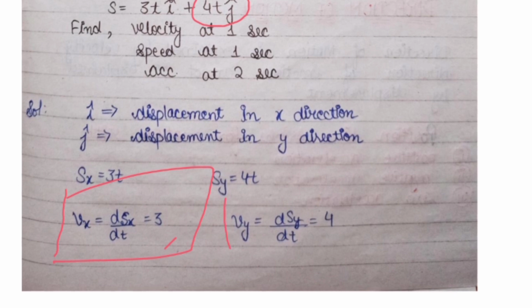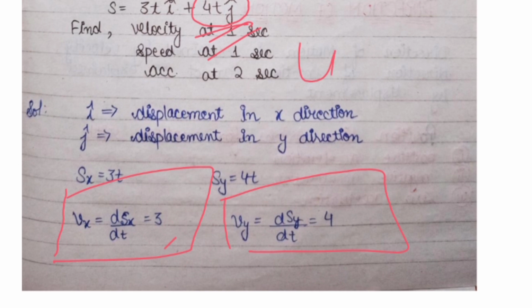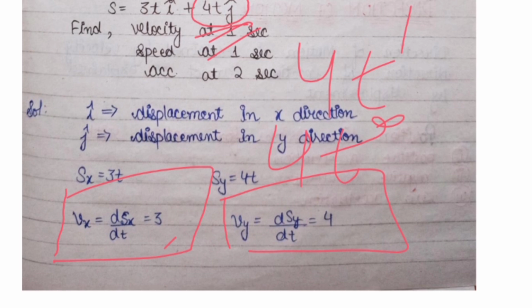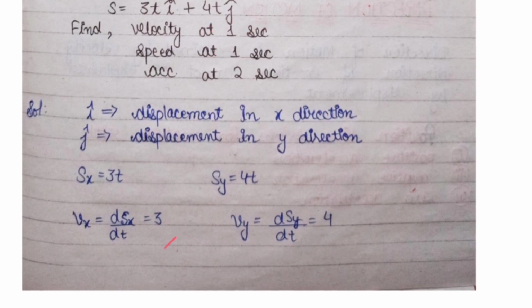Next, Vy. This is 4t to the power 1. The power will come forward, this will be only 4. t to the power 0, something to the power 0 is always 1. This will be 4. And with respect to the x-axis, here x is constant, so we will take it as 0.